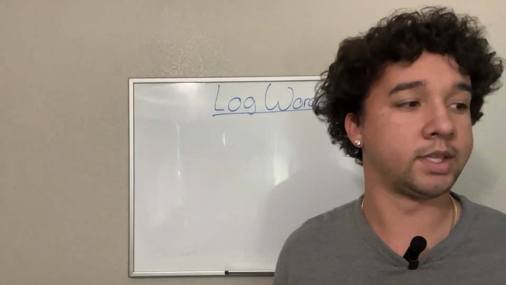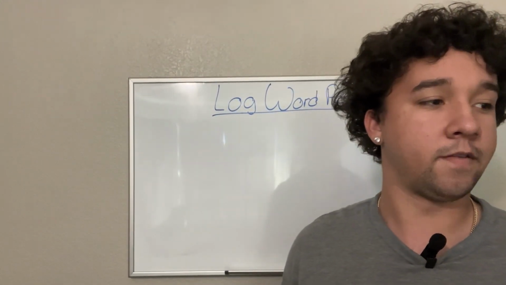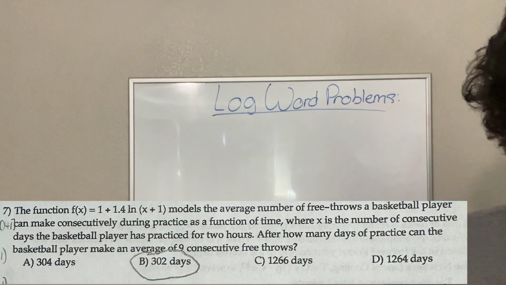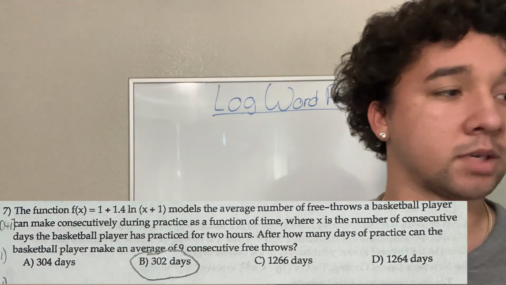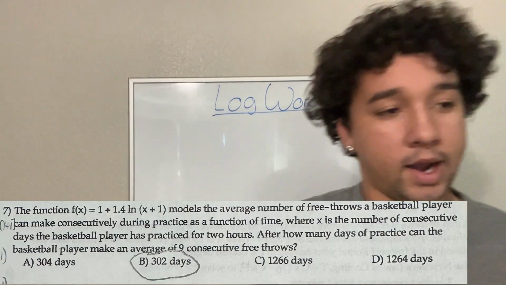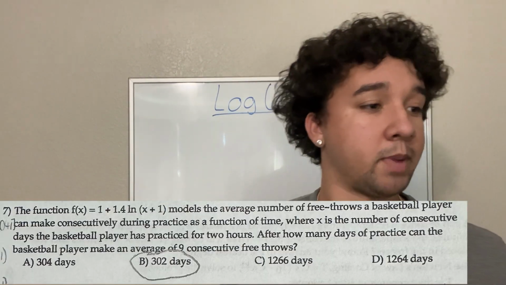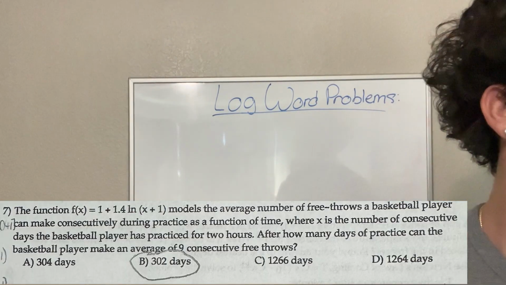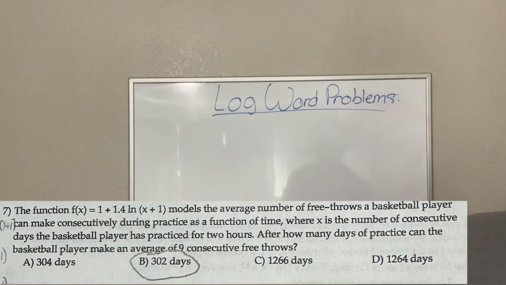All right, the next one reads like this. The function f of x equals 1 plus 1.4 natural log of (x plus 1) models the average number of free throws a basketball player can make consecutively during practice as a function of time, where x is the number of consecutive days the basketball player has practiced for 2 hours. After how many days of practice can the basketball player make an average of 9 consecutive free throws?